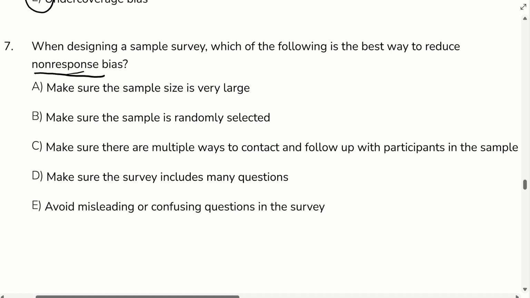Make sure the survey includes many questions. No, this is going to have the opposite effect. It's going to increase the non-response bias. They're not going to want to fill out that survey. Avoid misleading or confusing questions. Again, avoiding misleading or confusing questions is a way to reduce the question wording bias and response bias and things like that. However, it's not going to deal with non-response. So it's got to be C.